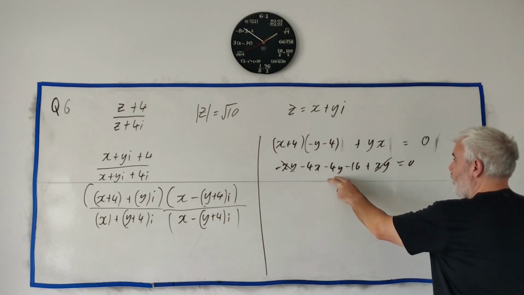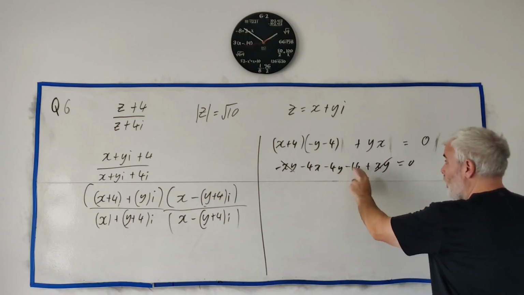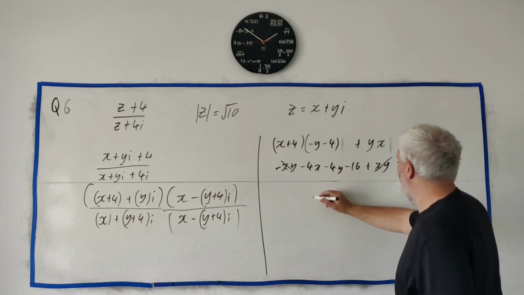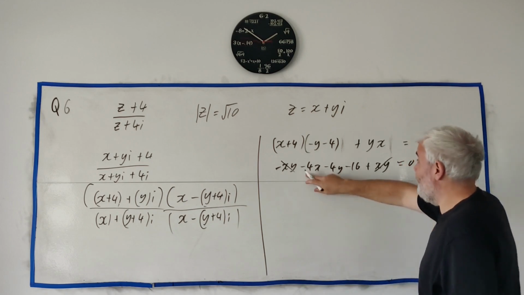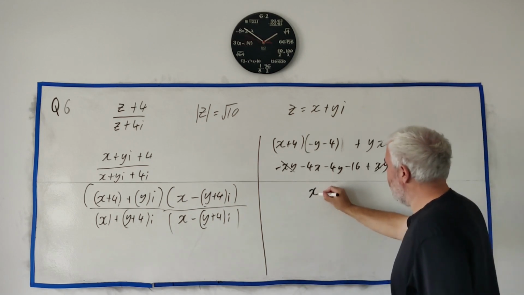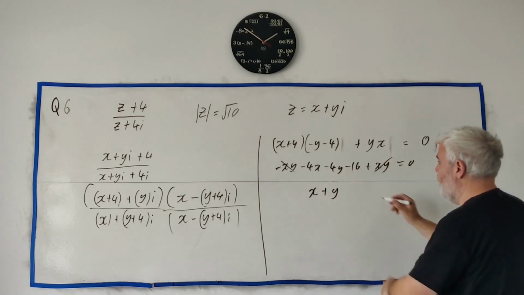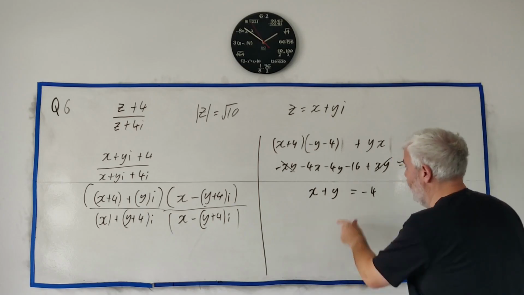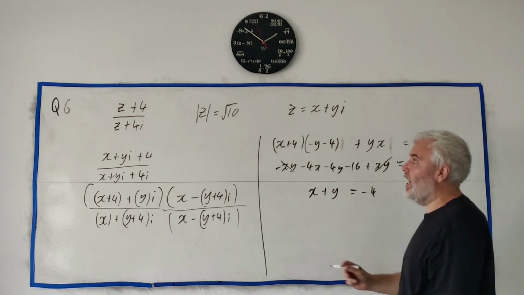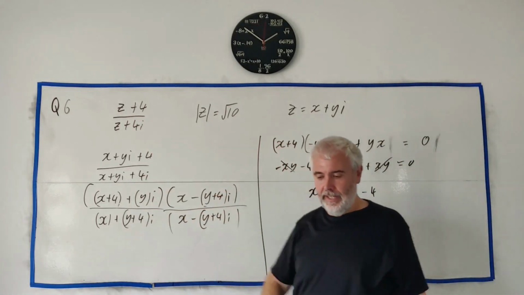We have everything divisible by 4, and we've moved the 16 over. So let's divide everything by minus 4. We'll get x plus y plus 4 equals minus 4. This is the information we get out of the fact that this is real.